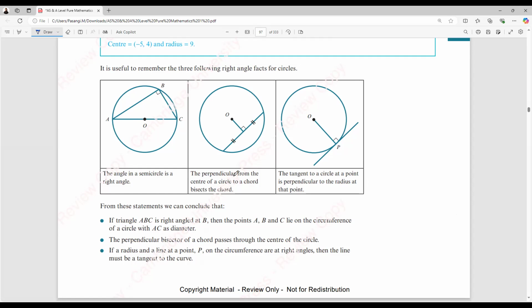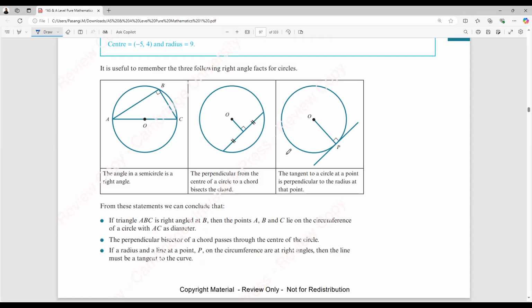The perpendicular from the center of a circle to a chord bisects the chord as well. So this is the center, this is the perpendicular from the center of the circle to a chord, and this is the chord. From this line, the entire chord will be bisected.